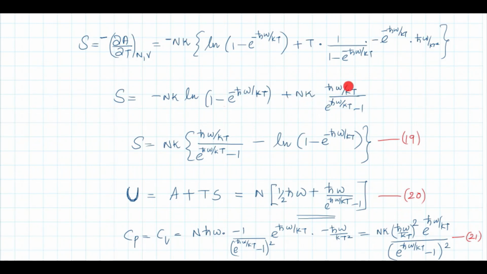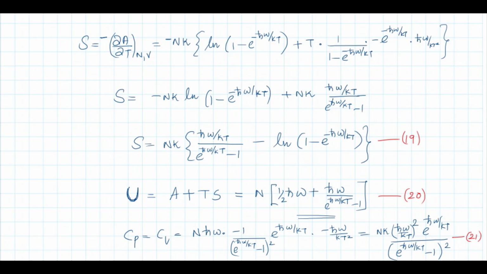So that is the second term. The entropy is nk into h cut omega by kT divided by e raised to h cut omega by kT minus 1, minus logarithm of 1 minus e raised to minus h cut omega by kT. This is equation 19. Then internal energy U is A plus Ts. We already have an expression for A and S.